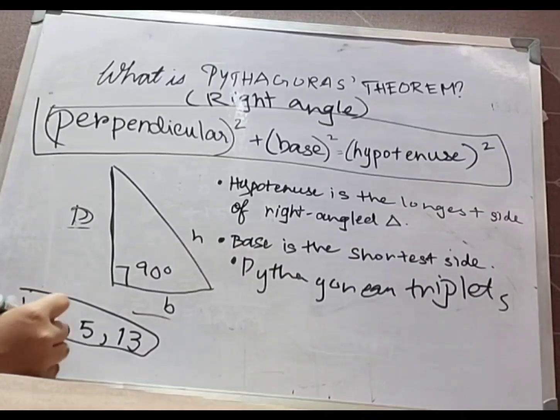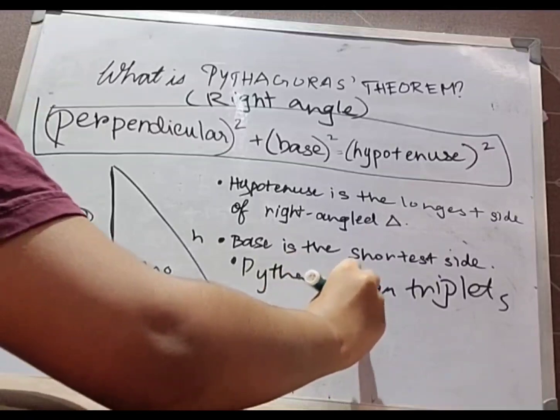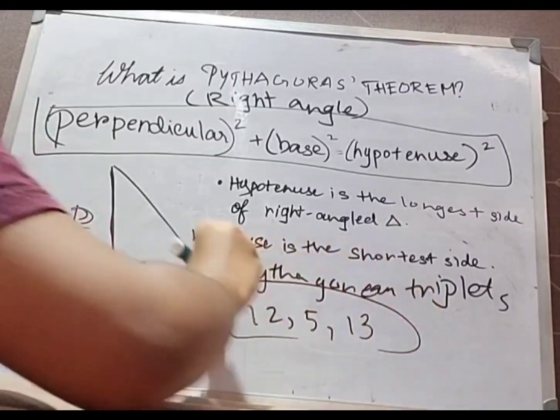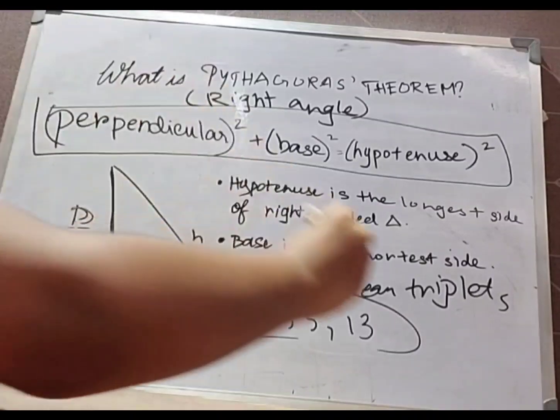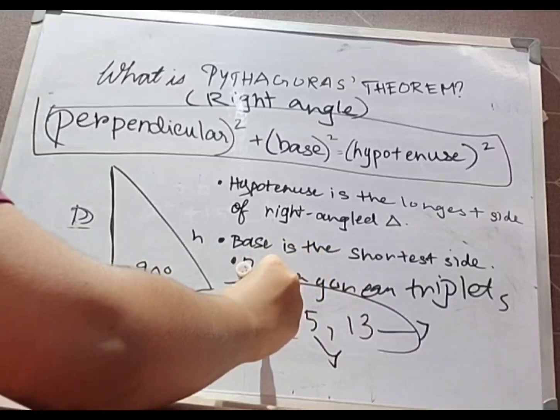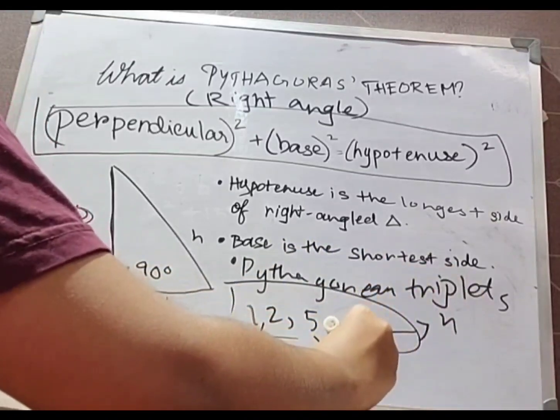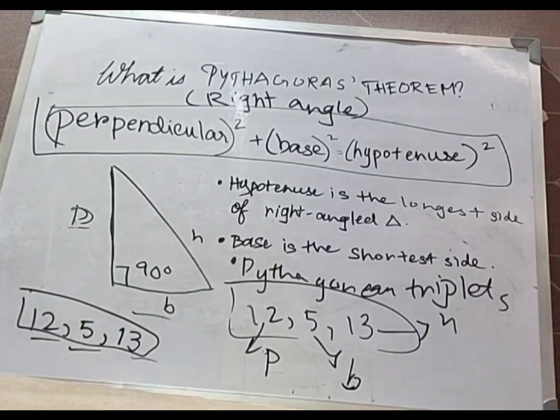So suppose this is a Pythagorean triplet, 12, 5, 13. If I give you this Pythagorean triplet, can you tell me which is the base and which is the hypotenuse? Of course, hypotenuse is the longest side, so 13 is the hypotenuse, and the base is the shortest one, so 5 is the base. So this is H, this is B, and the middle one is the perpendicular. So that's what we learned in today's class.